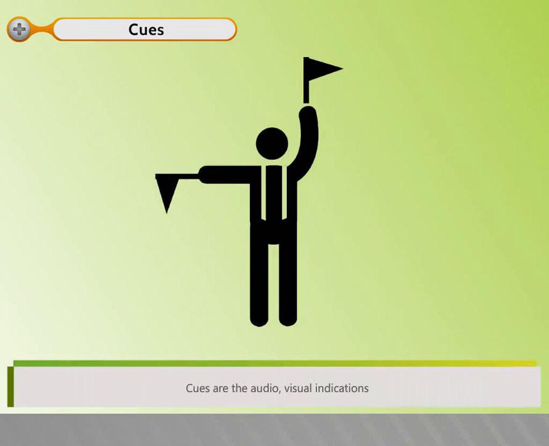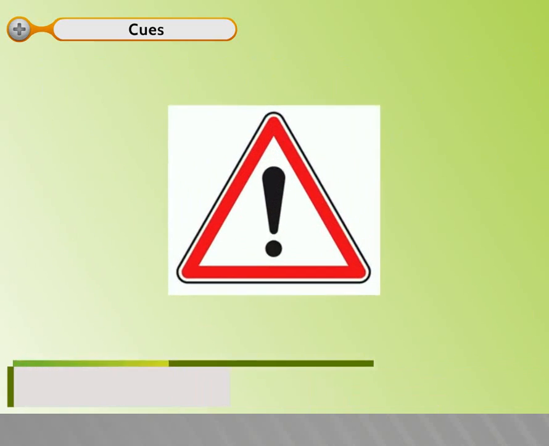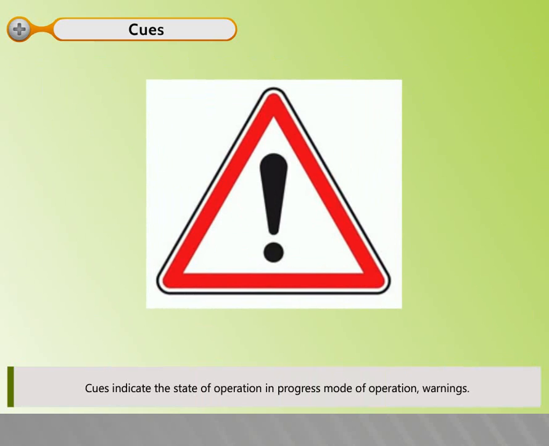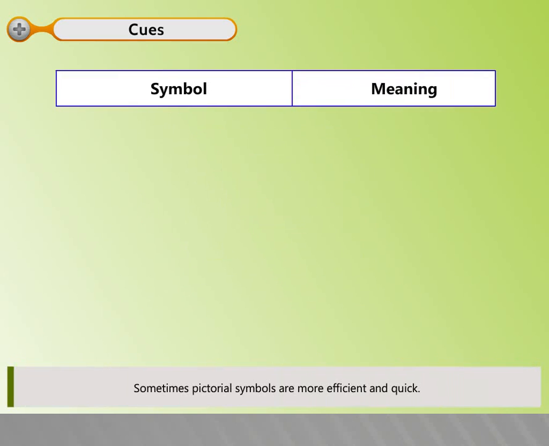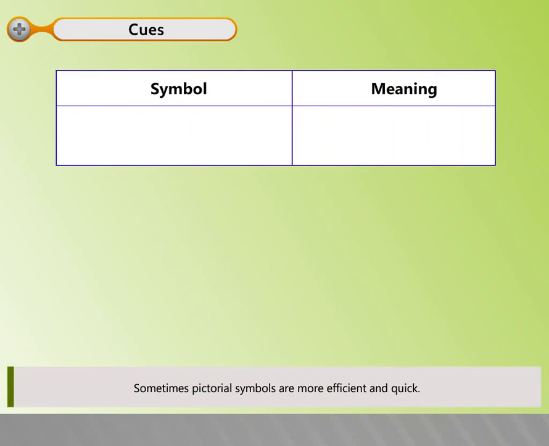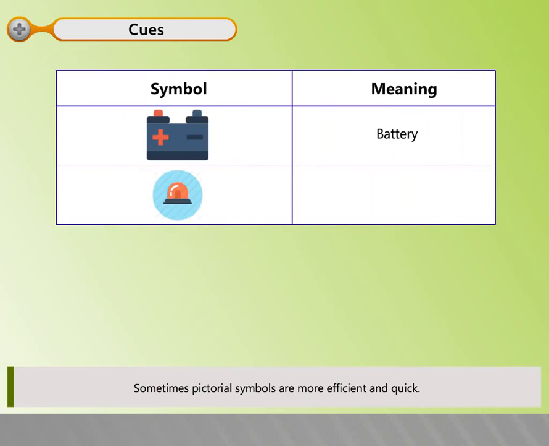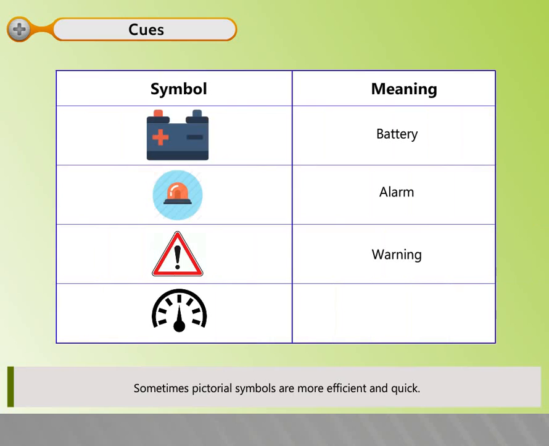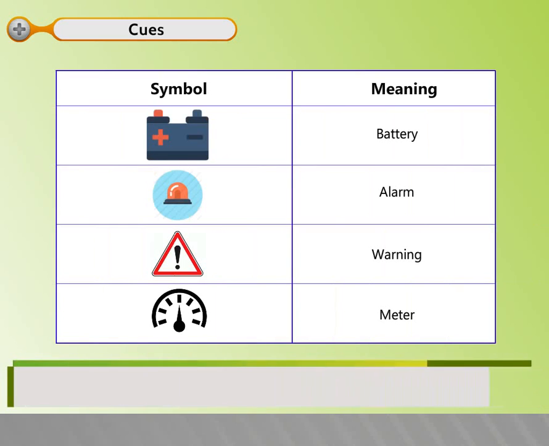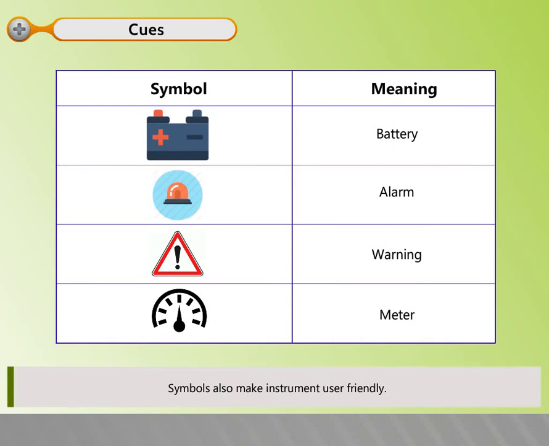Cues. Cues are the audio-visual indications. Cues indicate the state of operation in progress, mode of operation. Warnings. Sometimes pictorial symbols are more efficient and quick. Symbol meaning: battery, alarm, warning, meter. Symbols also make instrument user friendly.